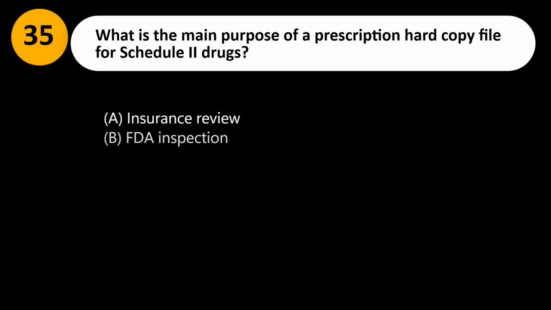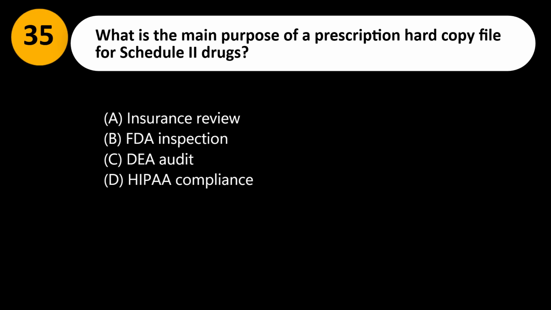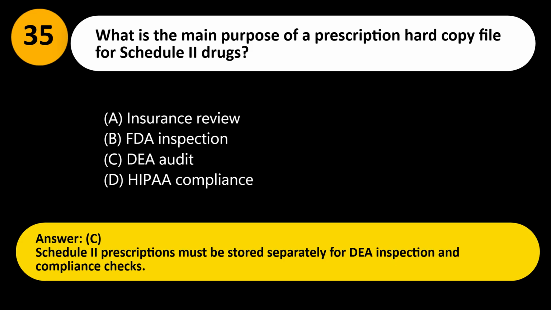What is the main purpose of a prescription hard copy file for Schedule II drugs? A. Insurance review. B. FDA inspection. C. DEA audit. D. HIPAA compliance. Answer, C. Schedule II prescriptions must be stored separately for DEA inspection and compliance checks.